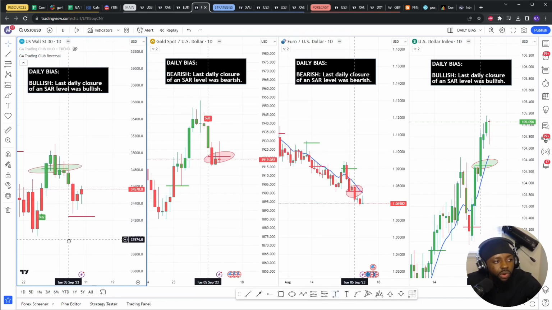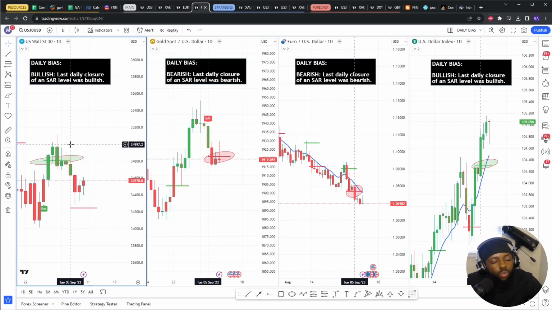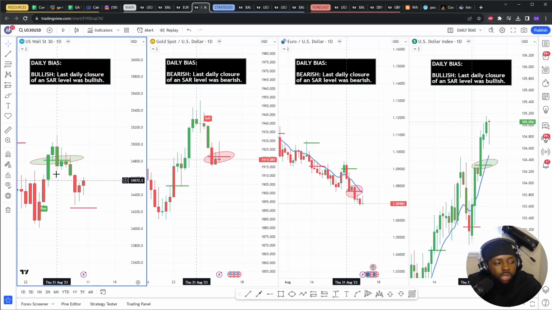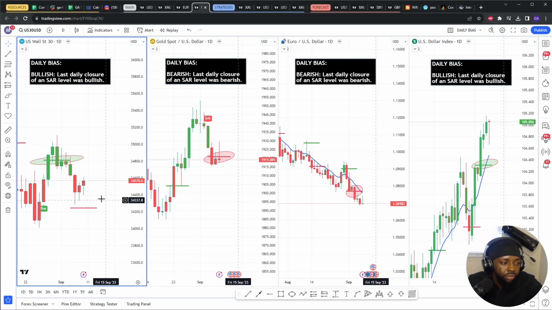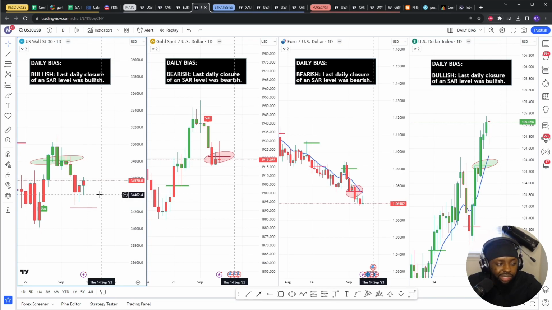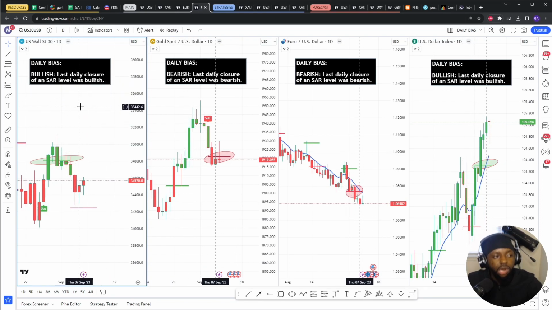So what I look for in the daily bias is, what SAR level did the last daily candle close above or close below? If we look at US 30, the last SAR US 30 closed above was this green SAR. Green SAR is, to me, a buy SAR, and shows my bias is a buy. So currently I am bullish on US 30 because the last daily closure of an SAR was bullish.